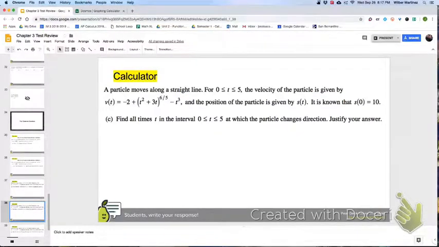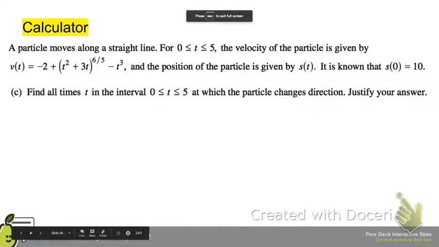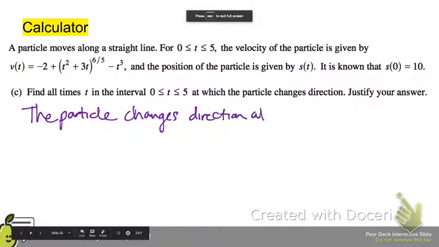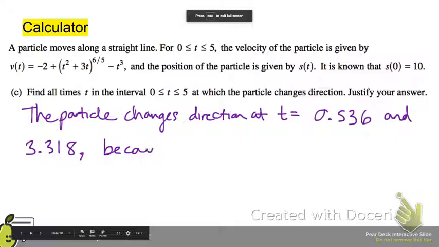So, to explain, we're going to say, in a complete sentence, the particle changes direction at t equals 0.536 and 3.318 because v of t equals 0, and then I'm just going to say the particle is stopped. I'm going to use my little shortcuts. Do you guys know that this symbol means therefore? Therefore, the particle is stopped.